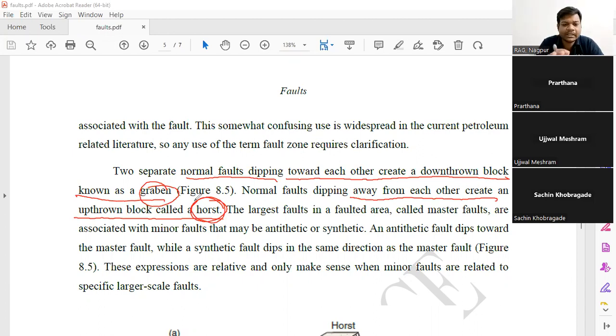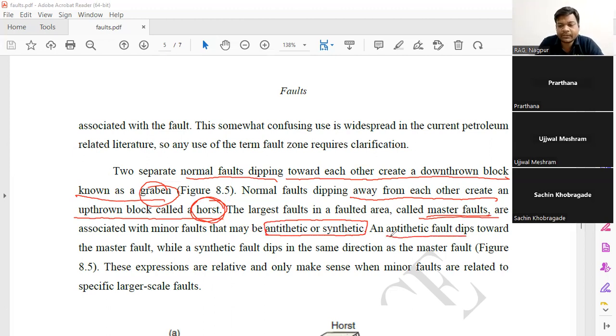In such cases, when these horst and graben structures are there, the largest fault in that area will be called the master fault. Then there are some minor faults, and these minor faults are known as antithetic or synthetic.